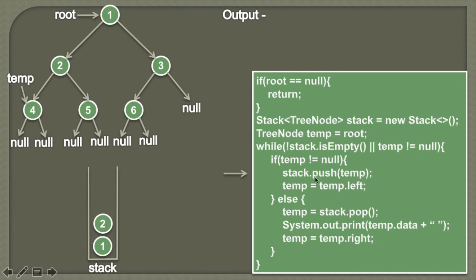So then in the first step what we do is we simply push the temp on the stack, because before visiting the node 4 we have to first traverse its left subtree completely. Therefore we are pushing the node 4 on the stack. So it would look something like this. Now node 4 is on the stack. Moving ahead.